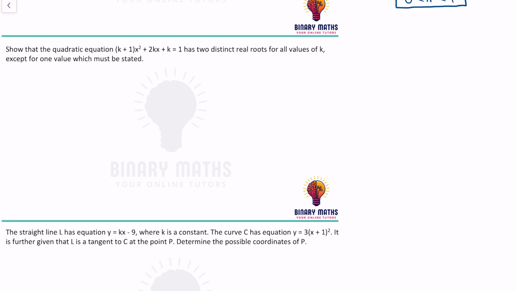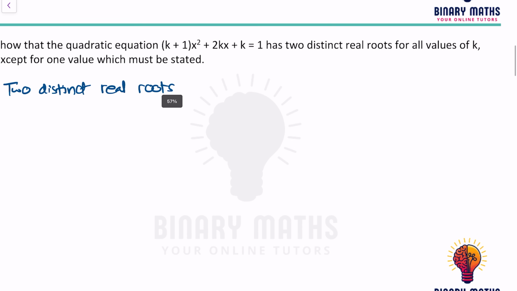Show that the quadratic equation (k + 1) x squared + 2kx + k = 1 has two distinct real roots for all values of k except for one value which must be stated. Okay, so the first thing I need to do is, I know that because it's got two distinct real roots, that means the discriminant must be greater than 0.